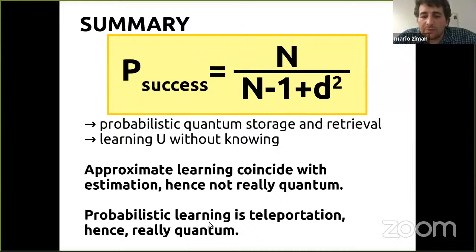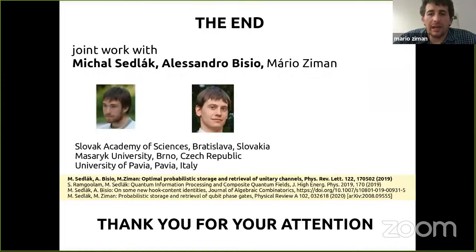What we achieved in this probabilistic learning basically is teleportation. Or also, if you use it more times, you see some traces of teleportation there. So therefore, it's really quantum. Yeah? So it's probabilistic learning, unlike the results for the approximate case. That was not really quantum. Okay, and I'm ending here.